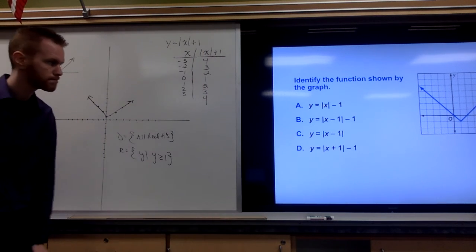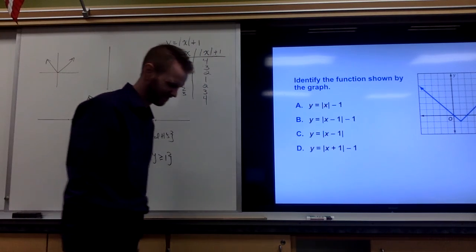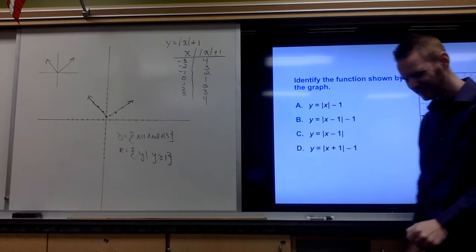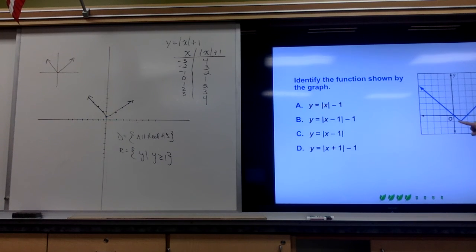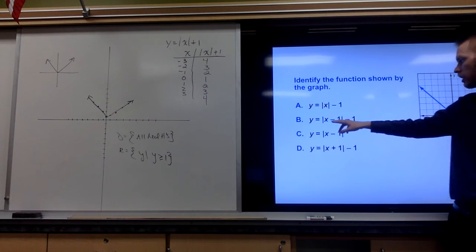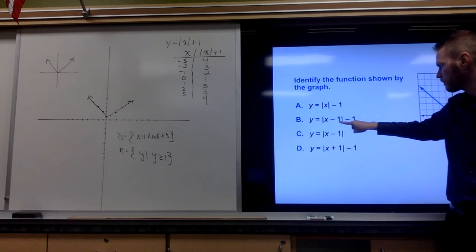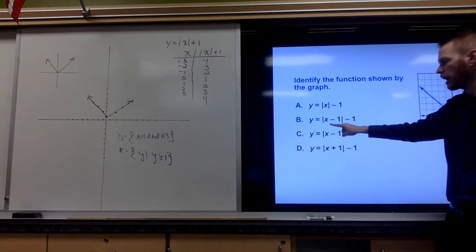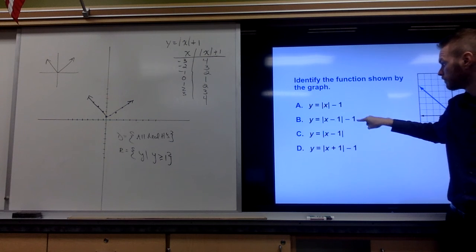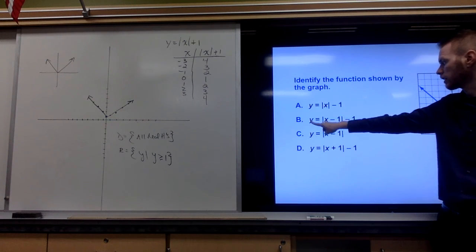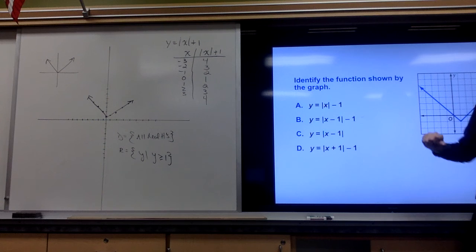Which one could it be? I didn't mean to rhyme. Well, easy way to do this, let's plug a point in. So this point is at 1, -1. So let's plug that into here. If I plug 1 in, I should get -1. Let's see. 1 minus 1 is 0. Absolute value of 0 is 0. Minus 1 is negative 1. So negative 1 equals negative 1. B is my correct answer. So B is that graph.